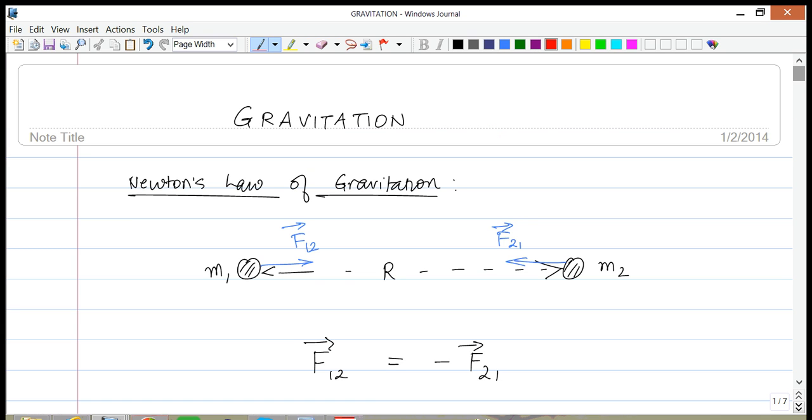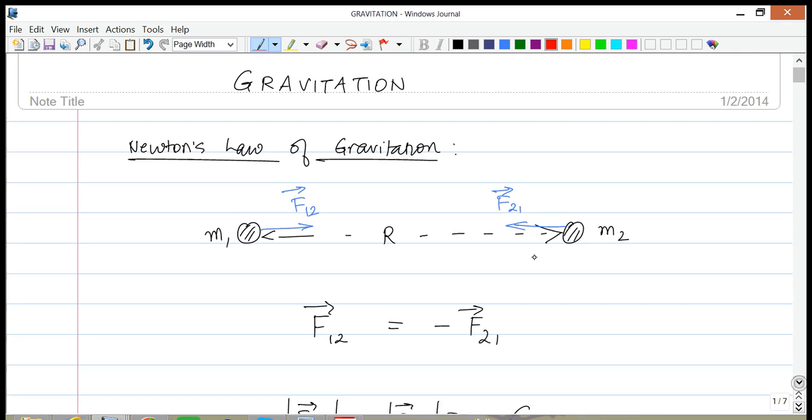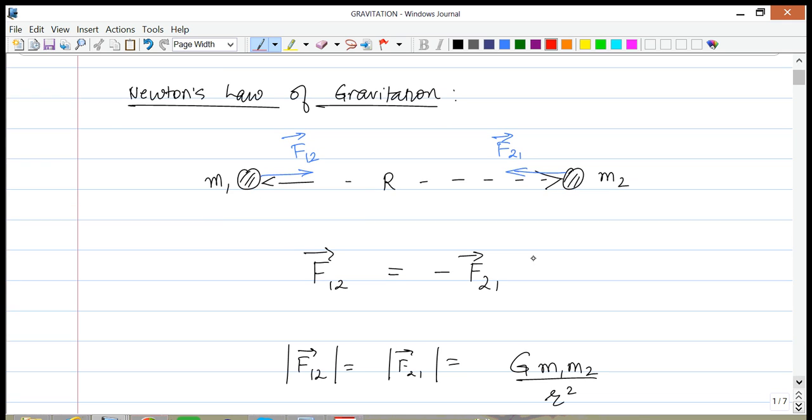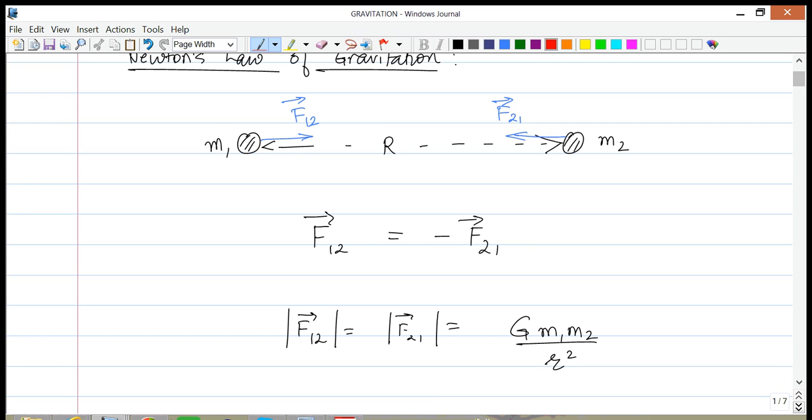Alright, so we're ready now to study gravitation, and we're all familiar with Newton's law of gravitation, which says that if I have two objects of masses m1 and m2 separated by some distance r, then the force between the two is given by the relation G m1 m2 over r squared. Now realize that this gives you the magnitude of the force. The forces are, however, equal and opposite, and that's why we have the relation F12 equals, well, negative F21.